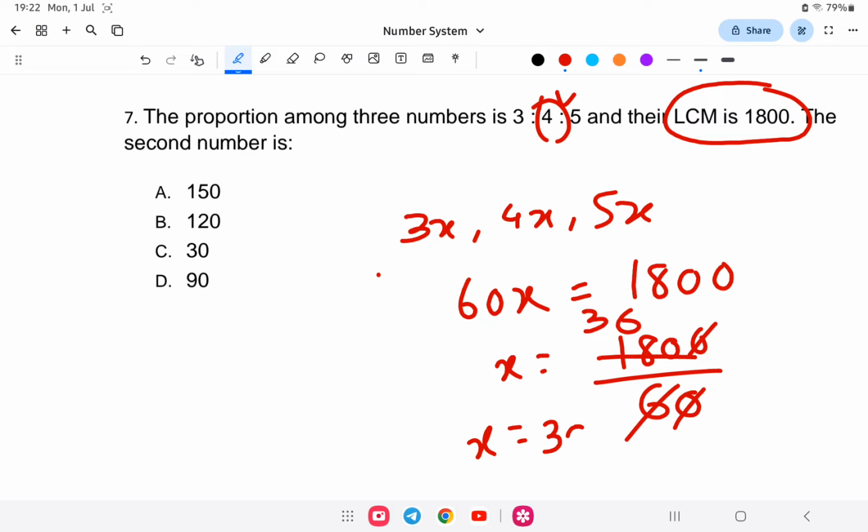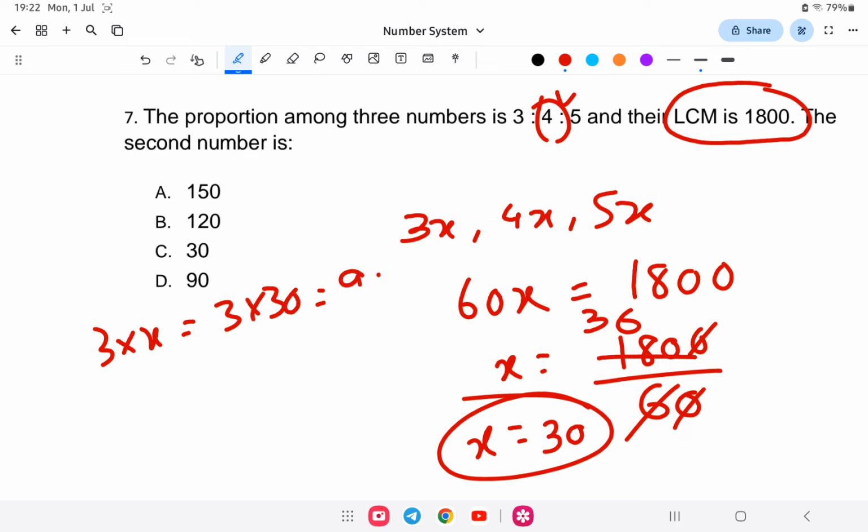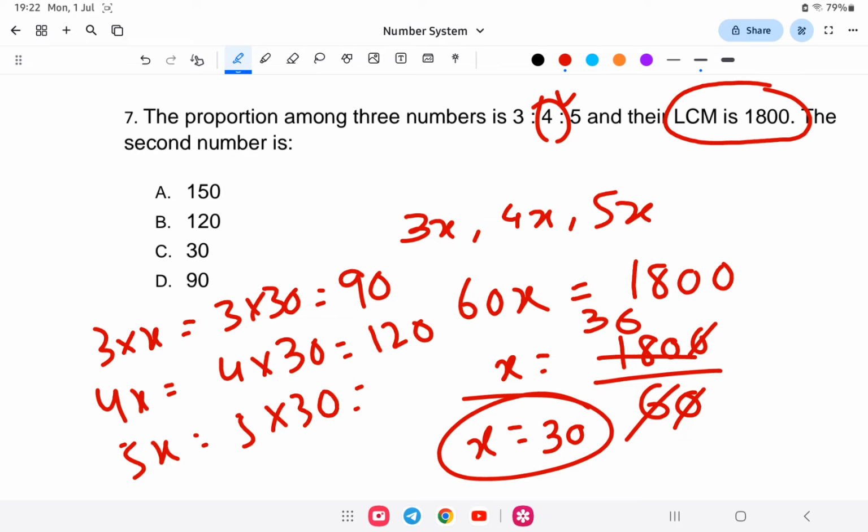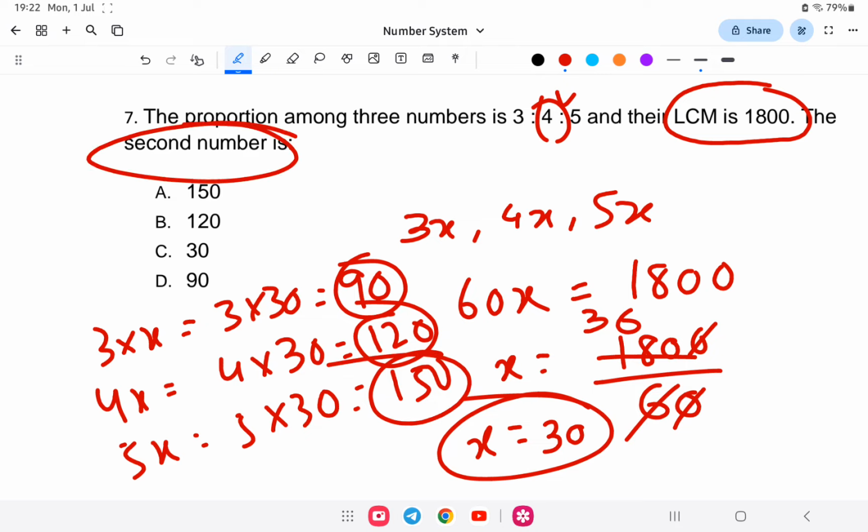So 3x is 3 into 30, which is 90. 4x is 4 into 30, which is 120. 5x is 5 into 30, which is 150. So the first number is 90, the second is 120 and the third is 150. The second number is 120, so the answer is 120.